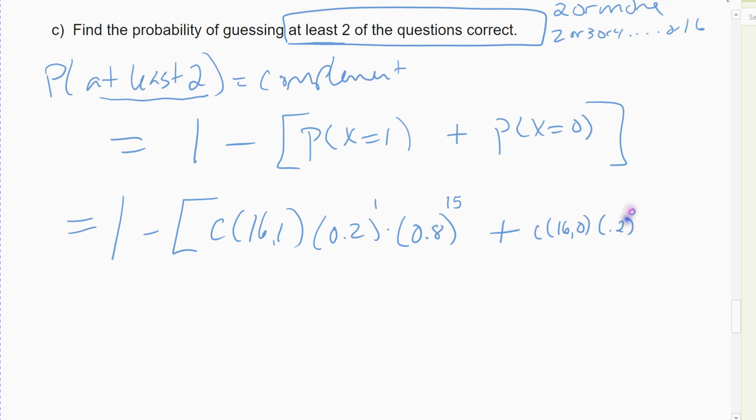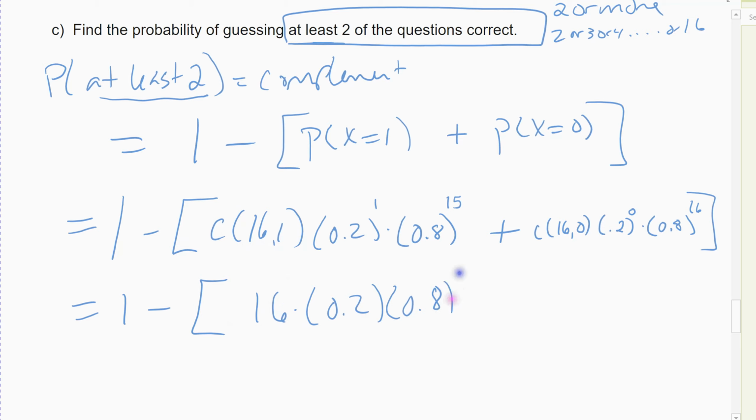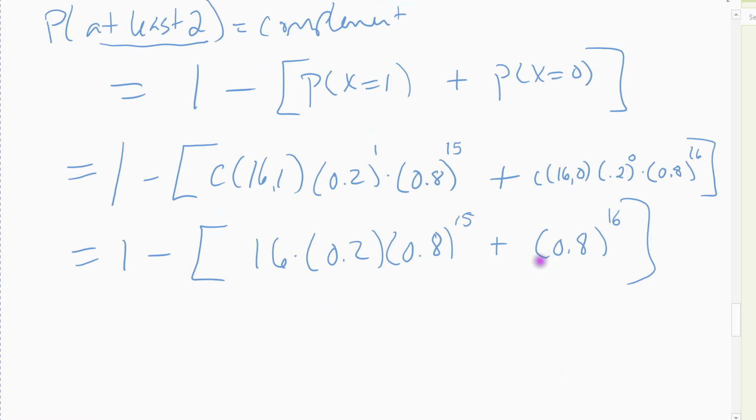Probability of guessing them right was 0.2 to the 0, because I'm not getting any of them right. Probability of guessing them wrong was 0.8, and I'm guessing all 16 wrong. And so remember, this last one, even though I read out the formula, it's really just the probability of getting it wrong all 16 times. And so these are just 1s, and so it simplifies really nice. Combination 16 choose 1 is just 16 times 0.2 times 0.8 raised to the 15. And then this one, that's just 1, that's just 1, so this is just our 0.8 raised to the 16. And I usually just type it out on my calculator at one time.